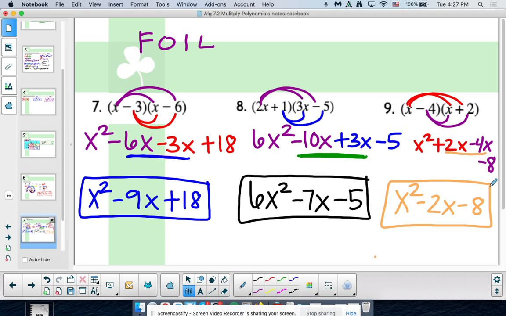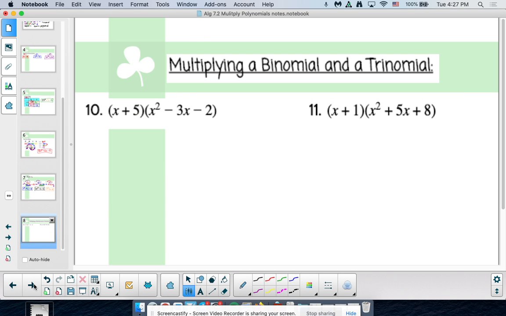So that is FOILing. Now I'm going to challenge you to one more thing, one more level further, okay? This time, we're going to take a binomial, so a two-term polynomial, by a trinomial, so 3 terms. It's kind of a lot to keep track of, but I think you can do it. So, again, you just got to be organized, and I honestly think it helps if you do those little rainbows. So you got to distribute this x to everything inside that trinomial.